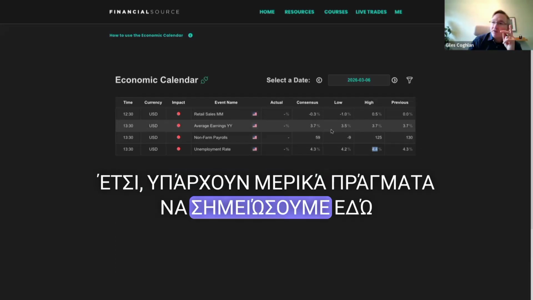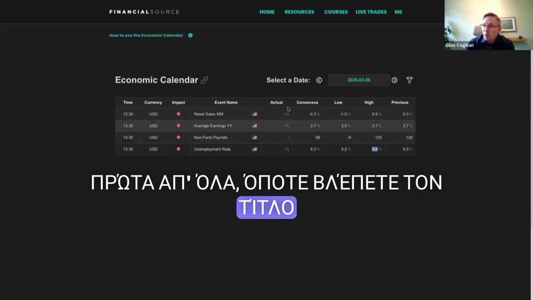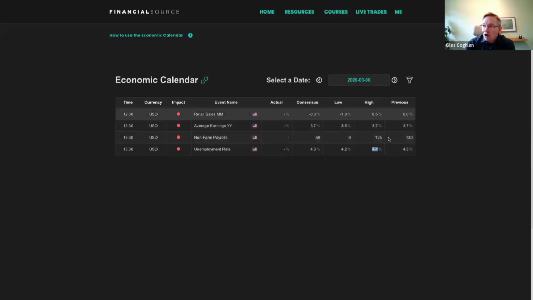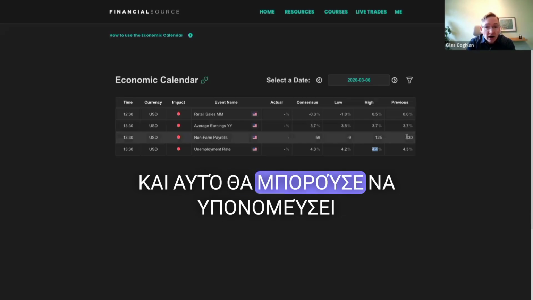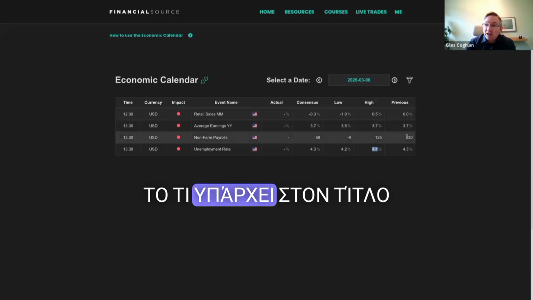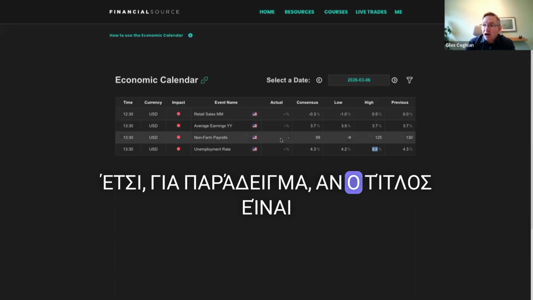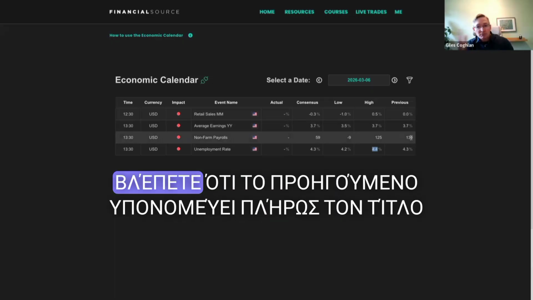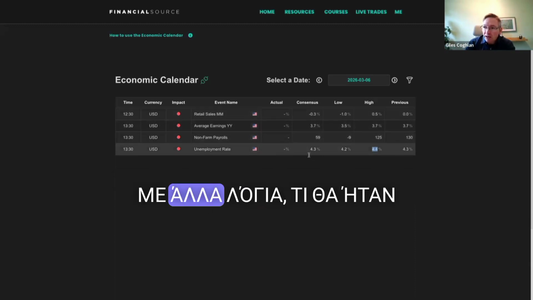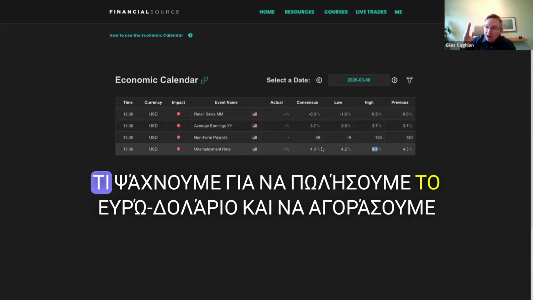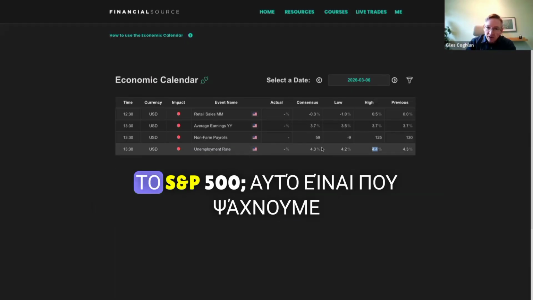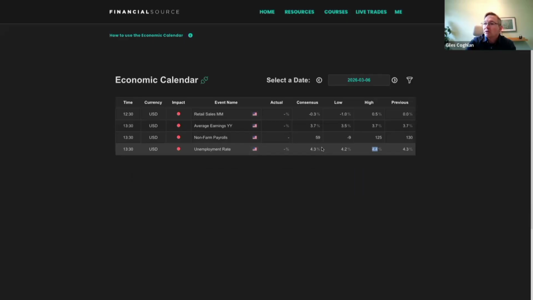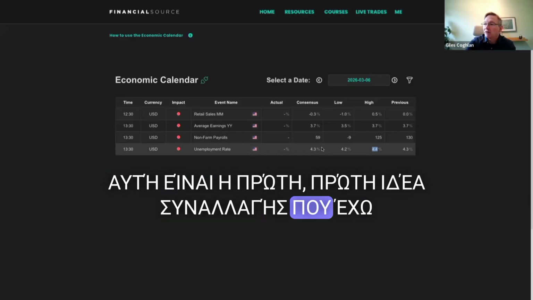Right, so there's a couple of things to note here. First of all, whenever you see the headline print, always check the prior. The prior reading is the previous reading, and that could undermine what's in the headline. So for instance, if the headline comes in like 125,000, but the prior is revised down to 0, you see the prior completely undermines the headline. So just keep that in your mind. So in other words, this is what we're looking for to sell the euro dollar and buy the S&P 500. So this is the first trade idea that I have.